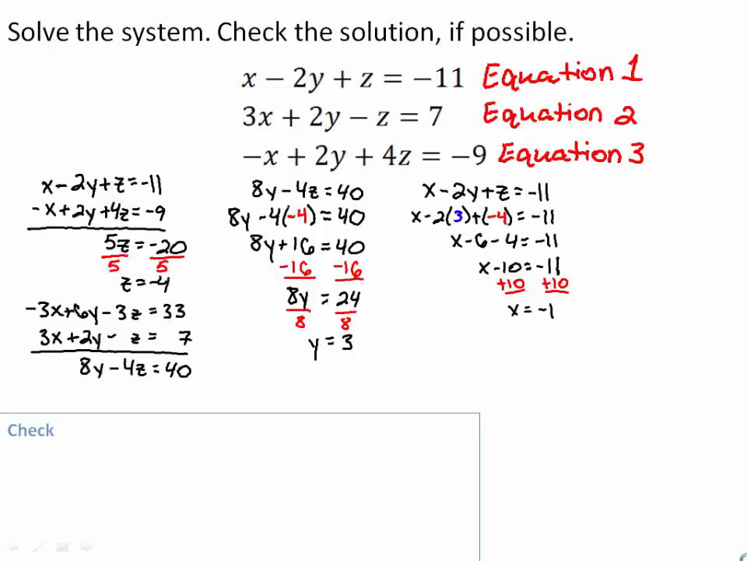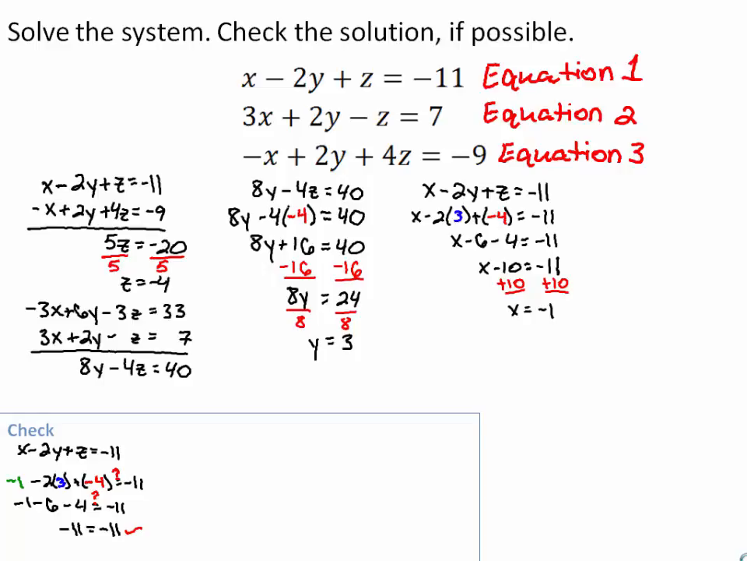To check this solution, substitute x equals negative 1, y equals 3, and z equals negative 4 into each of the original equations. First, substitute these values into x minus 2y plus z equals negative 11. Negative 2 times 3 is negative 6, and adding negative 4 is the same as subtracting 4. Negative 1 minus 6 minus 4 is negative 11. Because negative 11 equals negative 11 is a true statement, x equals negative 1, y equals 3, and z equals negative 4 is a solution of the equation x minus 2y plus z equals negative 11.